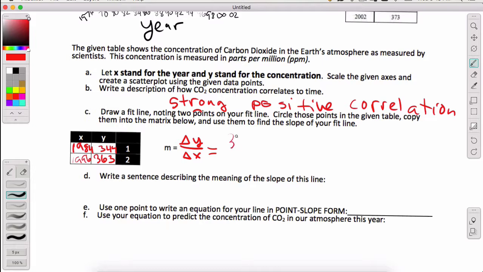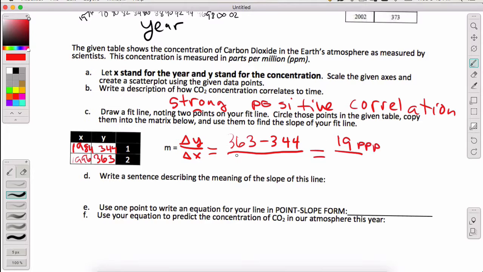So I went from 344 to 363 parts per million, but I'm going to use subtraction here. I'm just using the slope formula, y2 minus y1. I have y2 is 363, y1 is 344. And it turns out that the difference between those two values is 19 parts per million. So that means it grew 19 parts per million in that time frame.